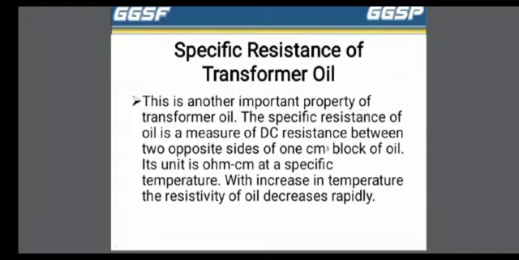Specific resistance of transformer oil. This is another important property of transformer oil. The specific resistance of oil is a measure of DC resistance between two opposite sides of a 1 centimeter cube block of oil. Its unit is ohm centimeter at a specific temperature. With increase in temperature, the resistivity of oil decreases rapidly.